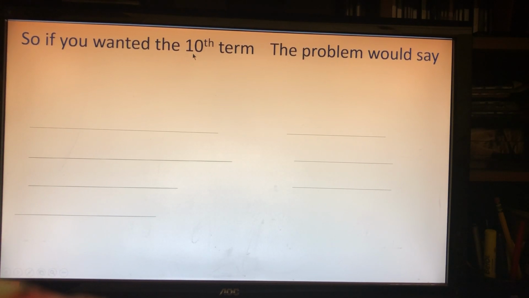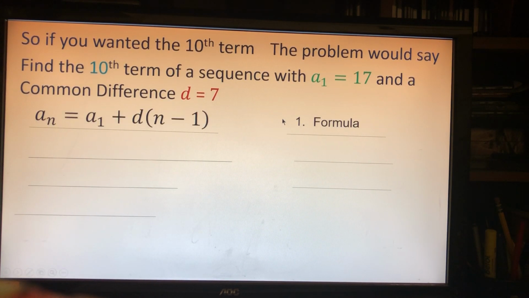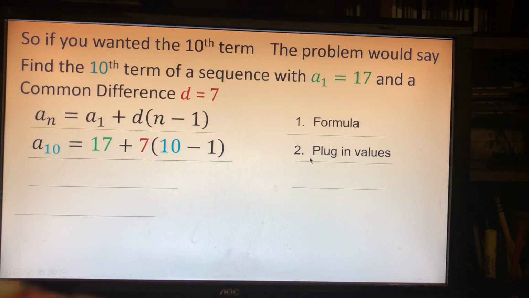If you want the 10th term, you're going to get a problem that says something like this. Find the 10th term of a sequence with a sub 1 equals 17 and a common difference of d equals 7. So there's steps. For people that like steps, first thing you got to do is write down this formula that you've memorized by now. And the second thing you do is just plug in the blanks. So we know that everywhere you see the letter n, you're going to write 10.